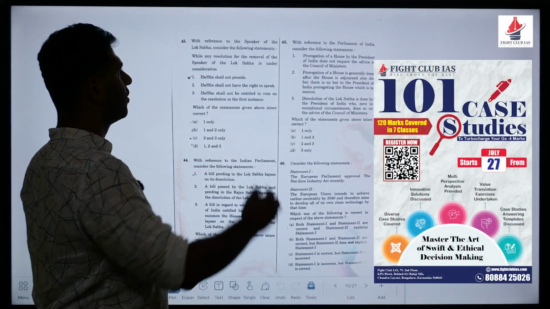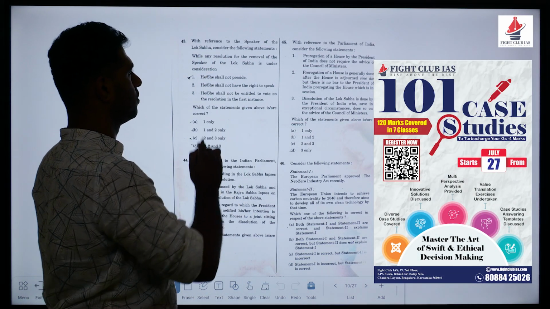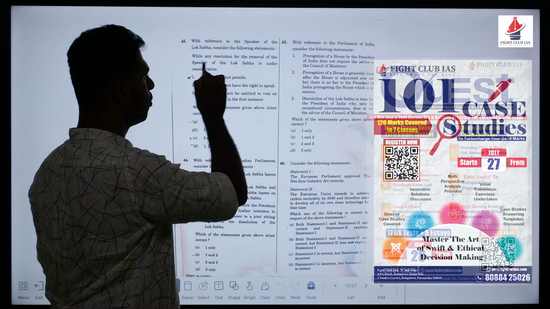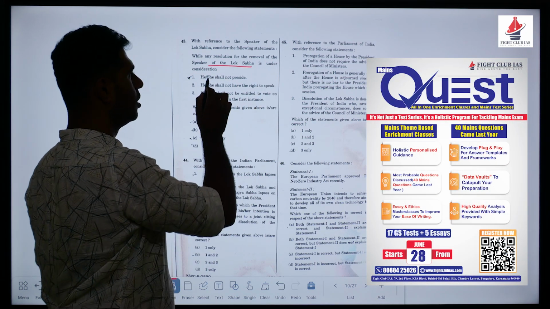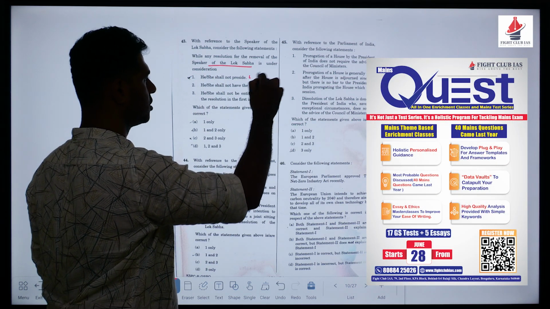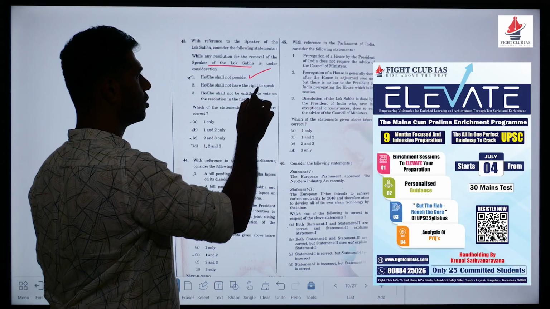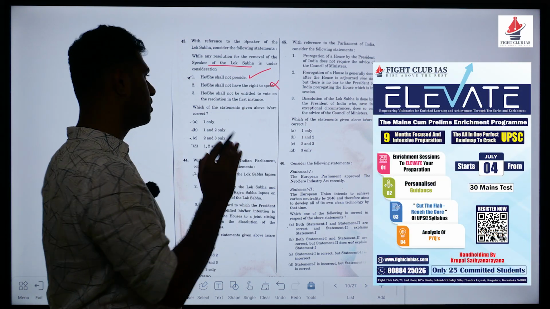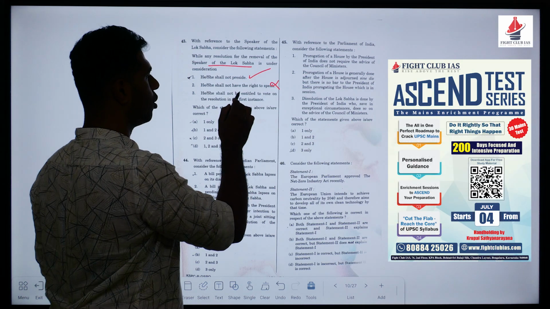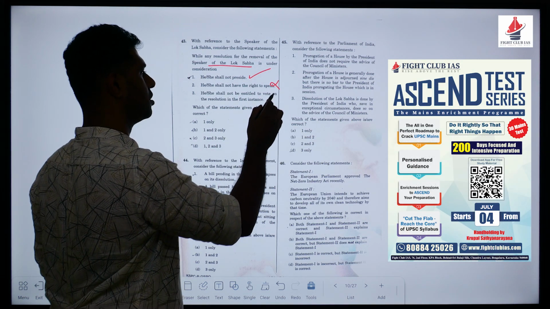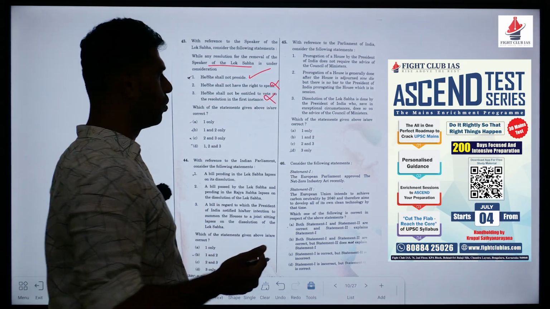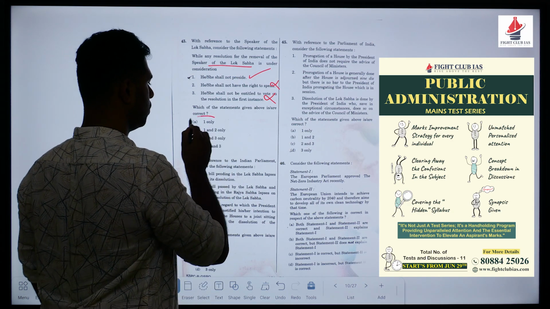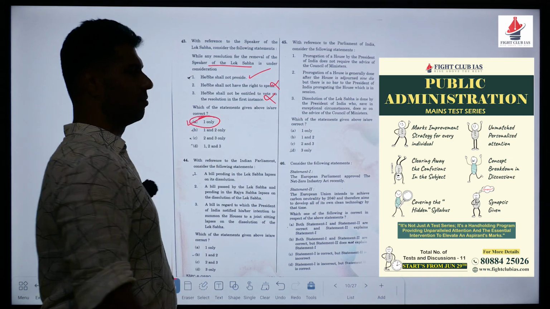Moving on, with reference to the Speaker of the Lok Sabha, consider the following statements. While any resolution for the removal of the Speaker of Lok Sabha is under consideration, he or she shall not preside. This is correct. He or she shall not have the right to speak. This is wrong. They do have the right to speak as Member of Parliament. He or she shall not be entitled to vote on the resolution in the first instance. This is wrong. He is entitled to vote in the first instance. So 1 only is right.